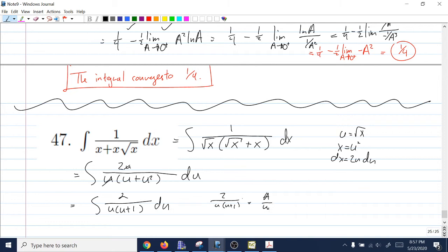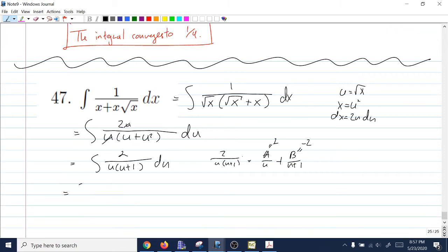It's going to be a over u, b over u plus 1. Cover-up method. Multiply by u, plug in 0, get a is 2. Multiply by u plus 1, plug in negative 1, b is negative 2. 2 over u minus 2 over u plus 1. This is natural log absolute value u times 2 minus 2 natural log absolute value u plus 1.